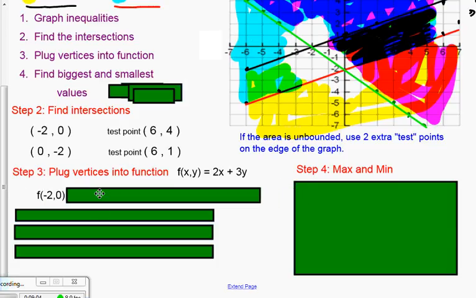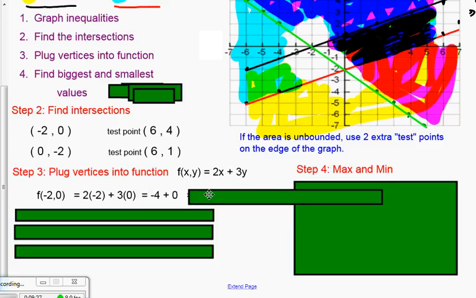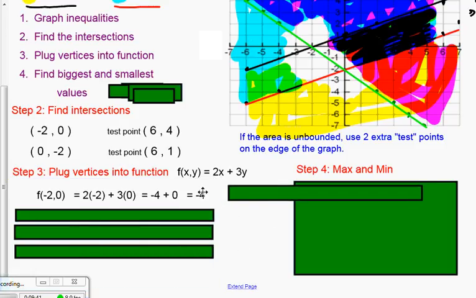So again, just like in our last one, I plug in the negative 2 and 0 into my function. So it's not f of x, y anymore, it's f of negative 2, 0. Plugging that in, I would have 2 times negative 2 plus 3 times 0. Well, 2 times negative 2 is negative 4. 3 times 0 is 0. So negative 4 plus 0 is going to be negative 4. It's going to be my value right at that point.